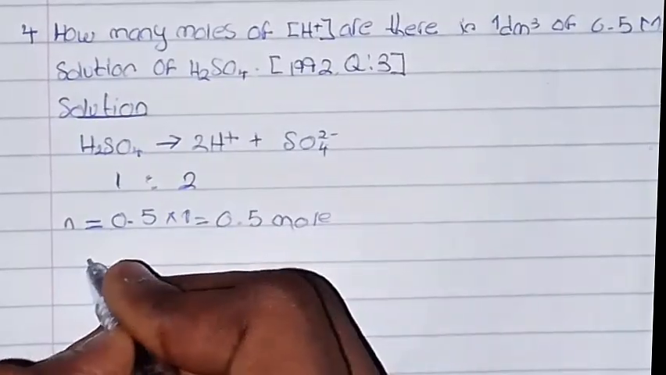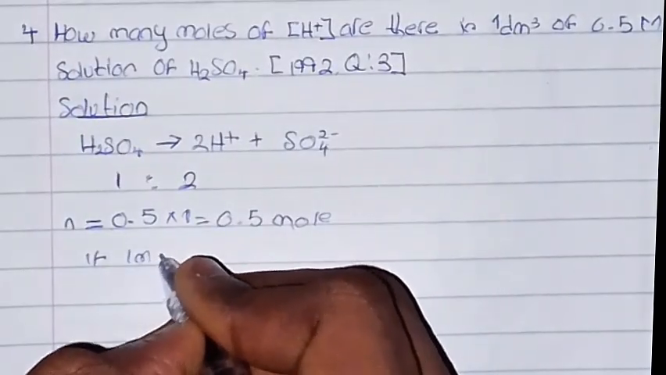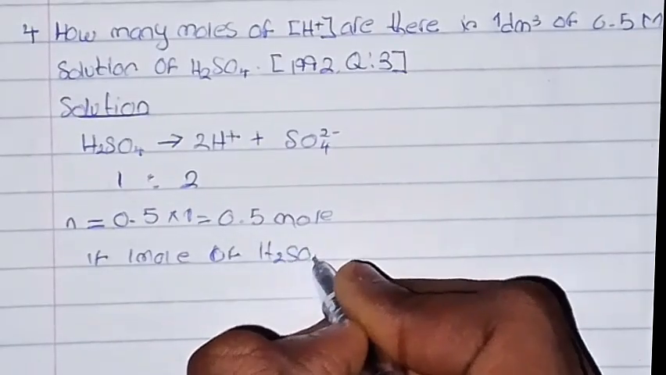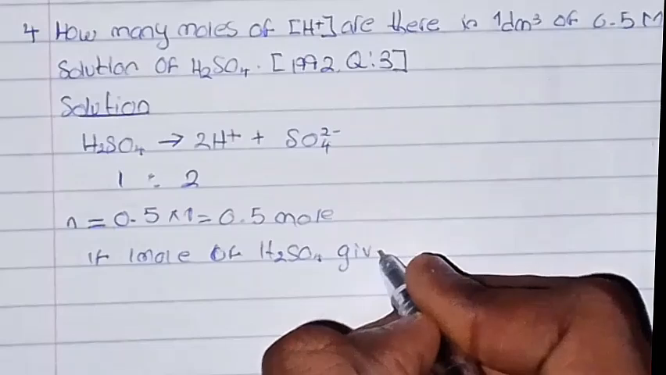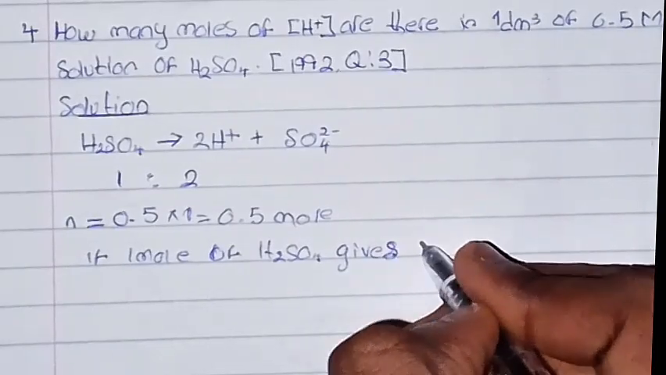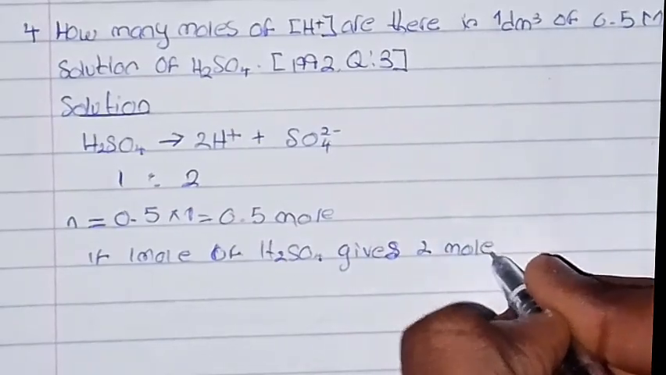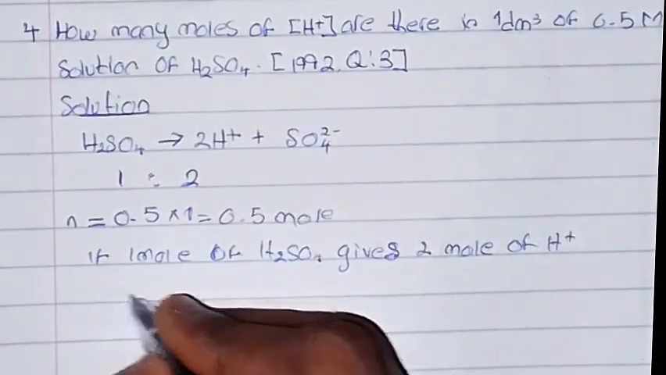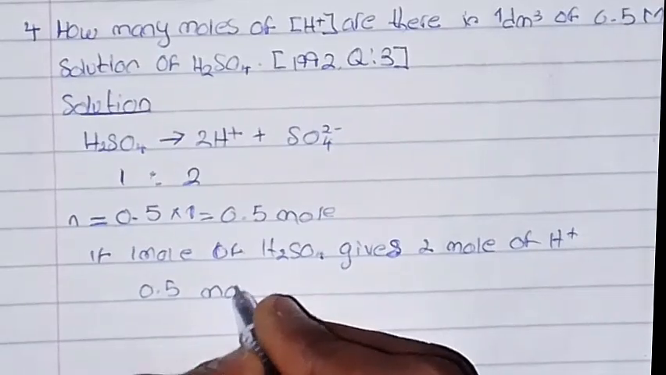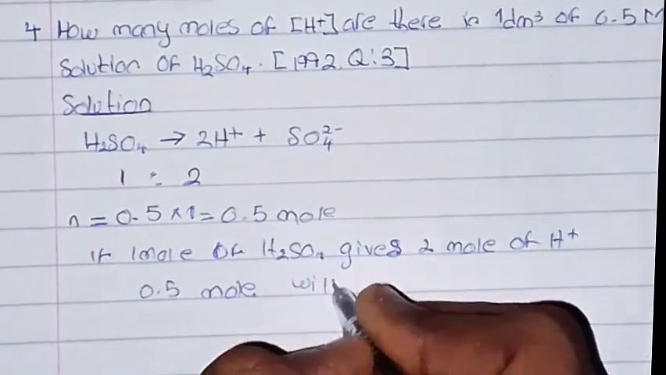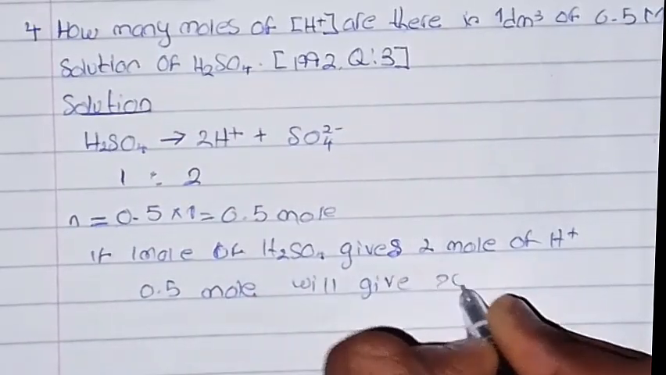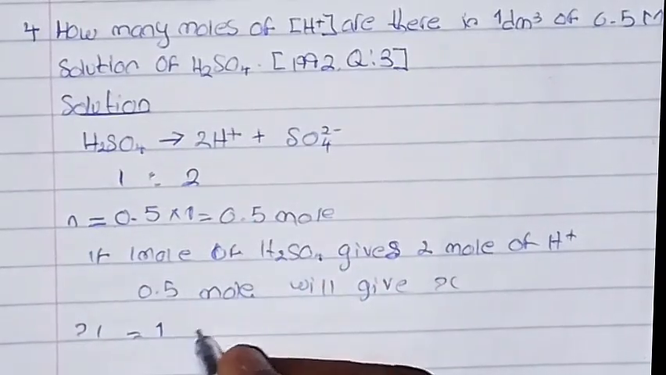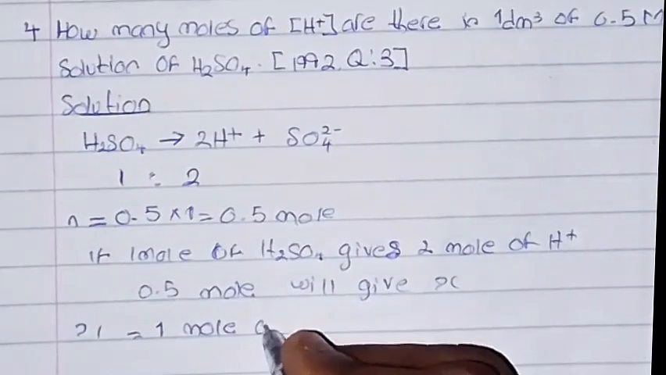So we relate. If 1 mole of H2SO4 gives 2 moles of H+, then they are asking, 0.5 mole will give x. So simply cross multiply. 1 times x is x. 0.5 times 2 is equal to 1 mole of H+.